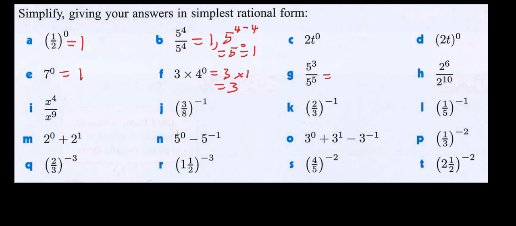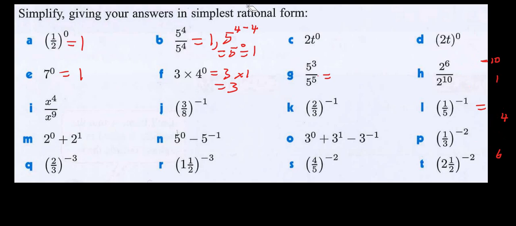Okay, so question H, we have 2 exponent 6 over 2 exponent 10. So you can just do 2 exponent 6 minus 10. So this is going to give you 2 exponent negative 4, and that will be equal to, you change the negative exponent to a positive exponent by making it a fraction, 1 over 2 exponent 4. And that will be equal to 1 over 16. So that is the answer to this question. I hope that is clear to you.